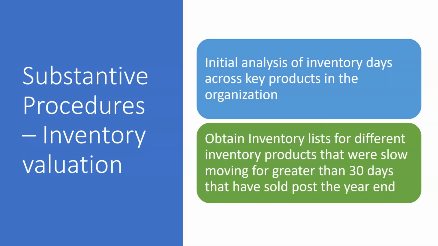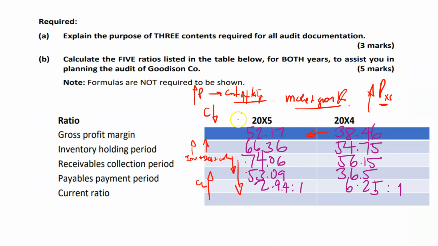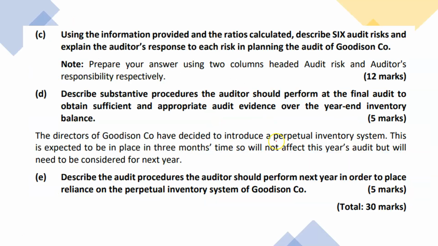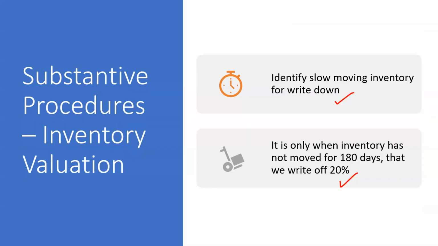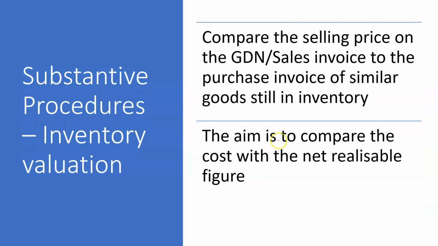Like I said, I think it's important to do this initial analysis of inventory days across key products in the organization, and obtain the inventory lists for different inventory products that were slower than 30 days or haven't sold past the year end. As a guide, you had this inventory holding period of 66 days. So I think 30 days is fair to start, or even 45 days would also work.